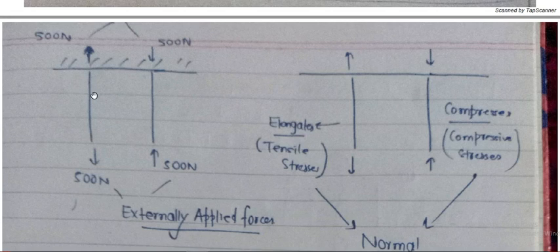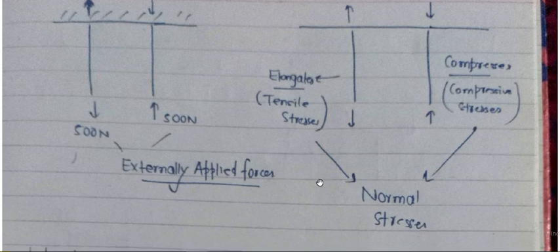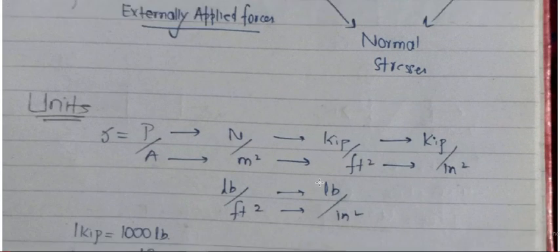So we can see over here that there are two bars and there are two forces being applied in opposite directions. One is downward and one is upward, and we can calculate the reactions using the condition of equilibrium. And we can see that bar 1 is being elongated and the stresses produced here are tensile stresses due to elongation, and the stresses produced in the second bar are compressive in nature. So both of these tensile and compressive stresses are basically normal stresses, right?